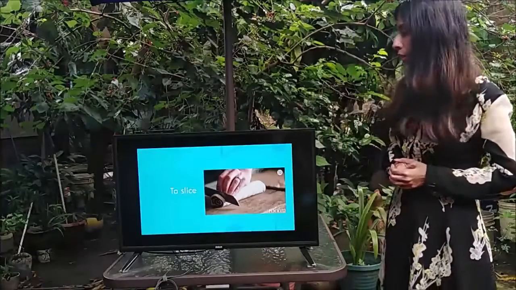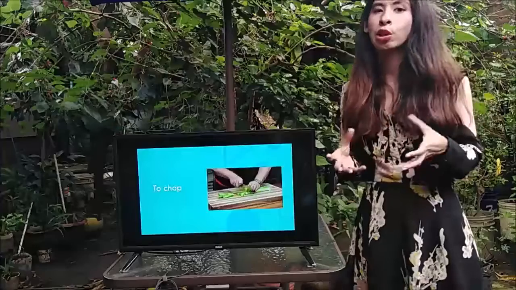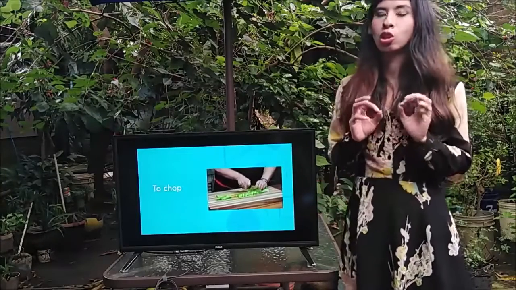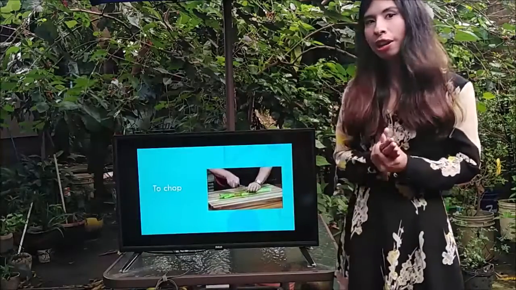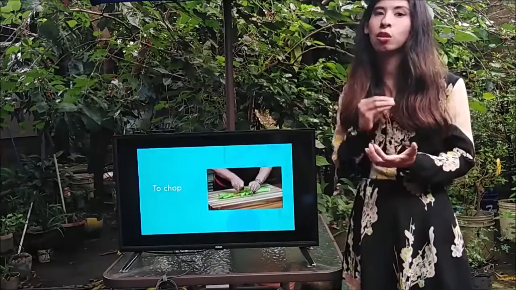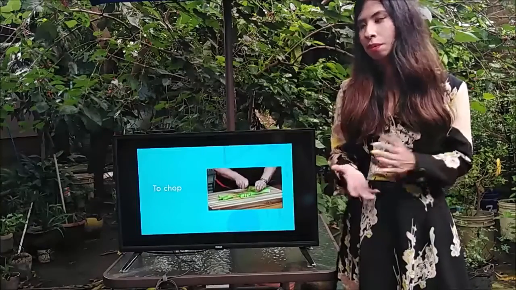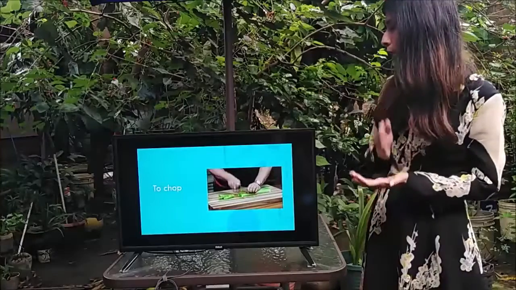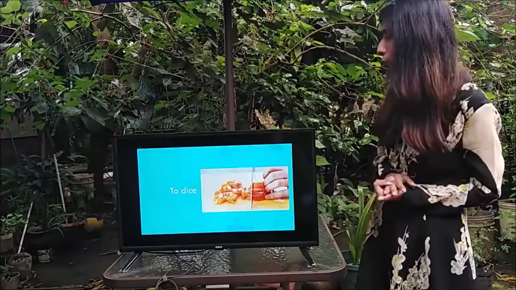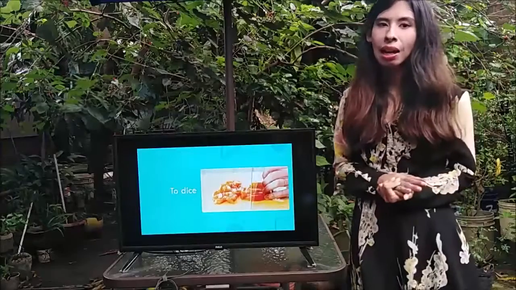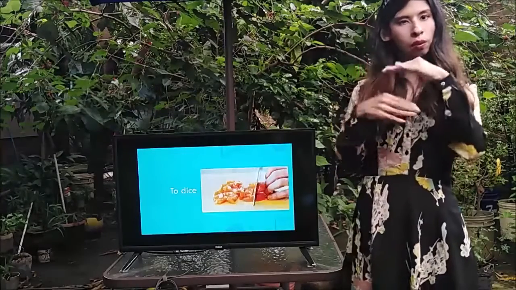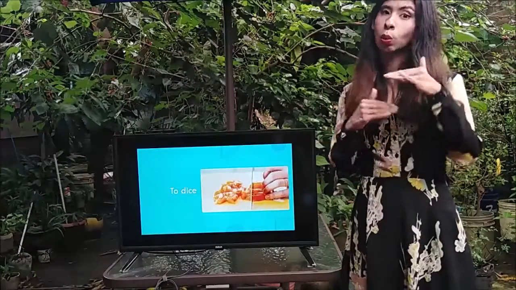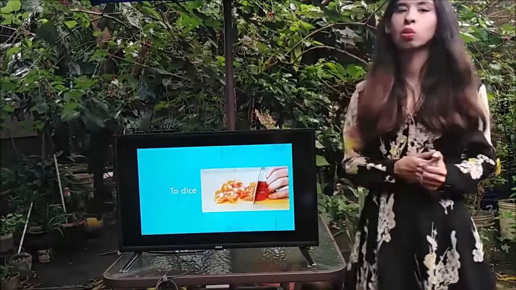Another way of cutting is to chop. Whenever you're chopping, and not going shopping, to chop is whenever you're cutting the food into very small portions. Okay, so this is to chop. Whenever you're cutting repeatedly into small sections. Another way of cutting is to dice. Dice is whenever you're making something like a cube. So when you are cutting your food into small cubes, this is to dice.